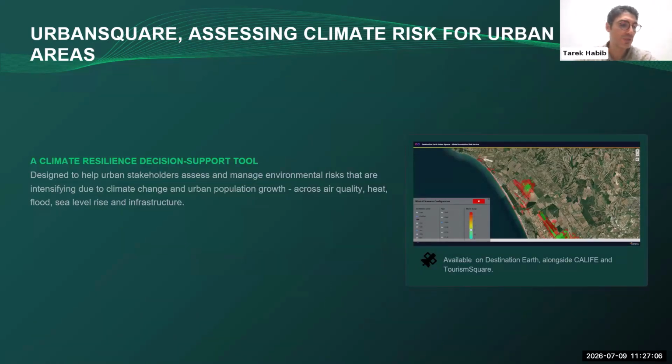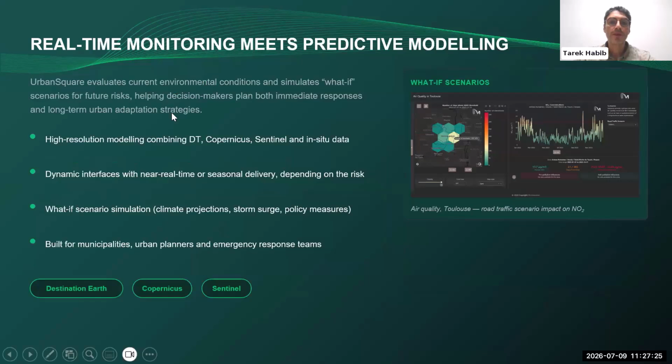quality in a destination, for urban heat in a destination. What are the risks of sea level rise and how this would impact the coastal regions, flooding risks as well, and then infrastructure resilience to different crisis scenarios. So it enables both real-time monitoring, but also predictive capabilities with high-resolution climate modeling, combining DT, Copernicus, Sentinel, and in-situ data. Dynamic interfaces with near real-time or seasonal delivery, depending on the risk.